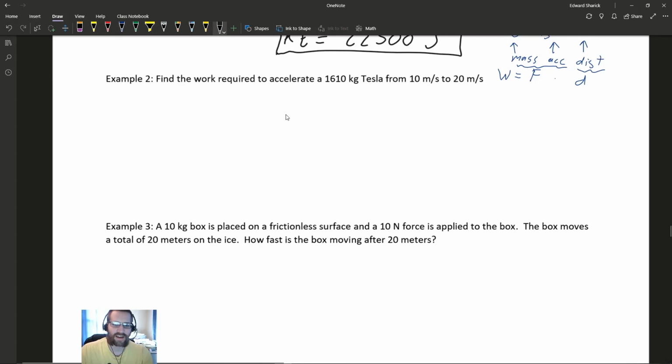All right, example 2 is find the work required to accelerate a 1610 kilogram Tesla from 10 meters per second to 20 meters per second. All right, so we've got our little car. It's sleek looking.